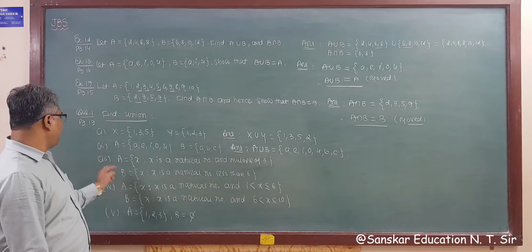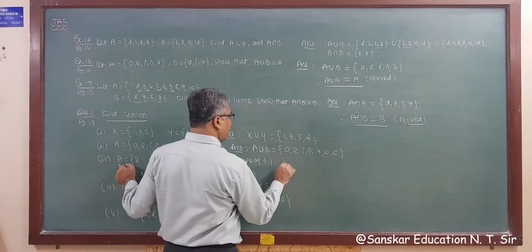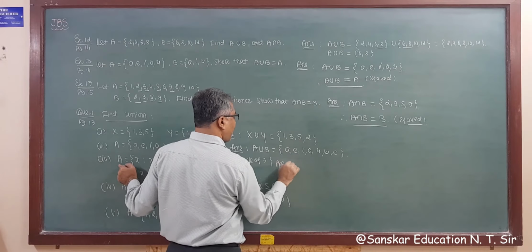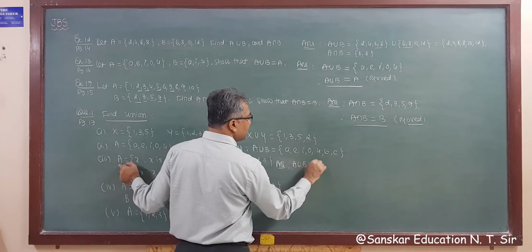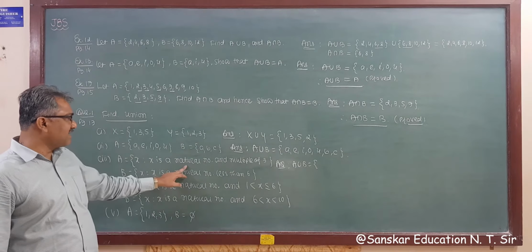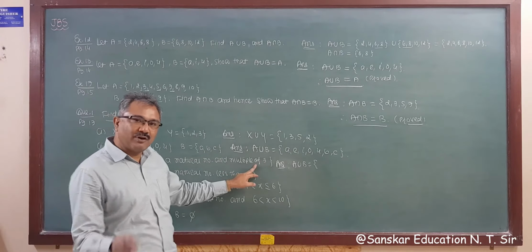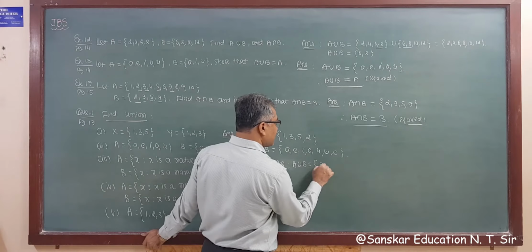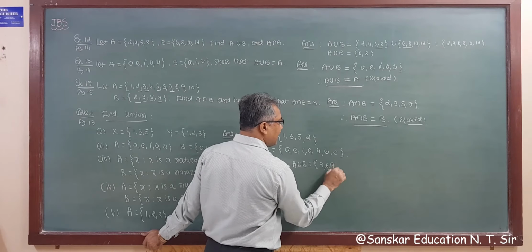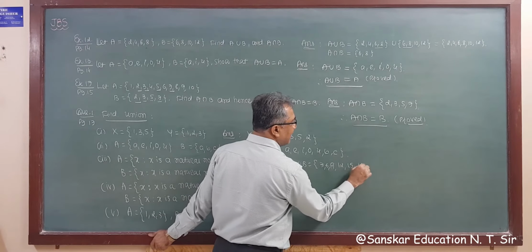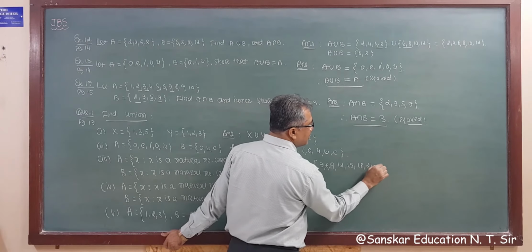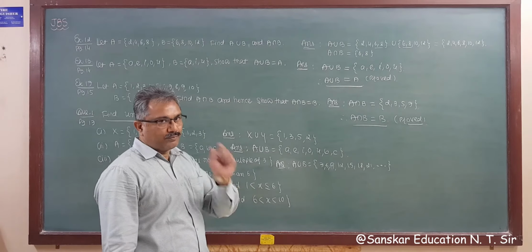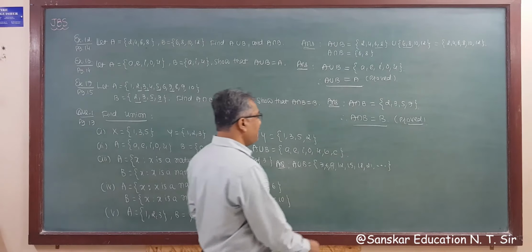Right? Then A union B we have to find out. Now what is A? X is a natural number and a multiple of 3, which means you have to start the table of 3. 3 ones are 3, 3 twos are 6, 3 threes are 9, then 12, 15, 18, 21, and so on continuing. So I am writing an infinite set, so write 3 dots only. Remember this.